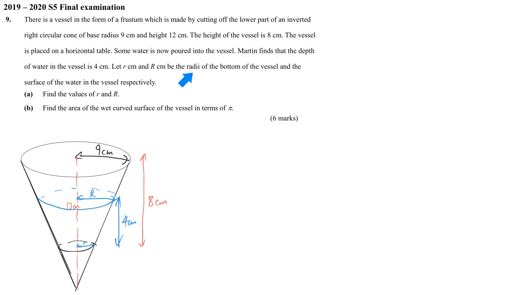And some of the students asked me what is the meaning of radii. Radii just means the plural of radius. That means if we start the calculation, we are going to find the values of r and R. So whenever you find a cone and a frustum like this, it's 100% sure that you are going to use some similar shapes property. One thing very important is a trapezium and a triangle are definitely not similar.